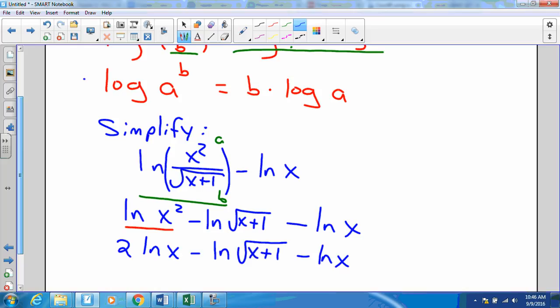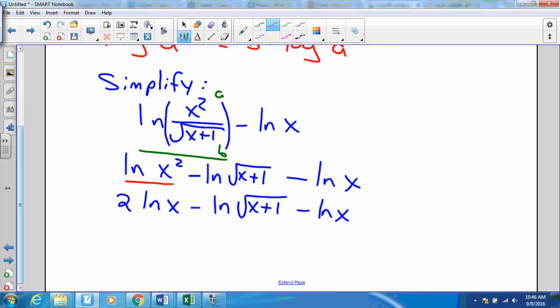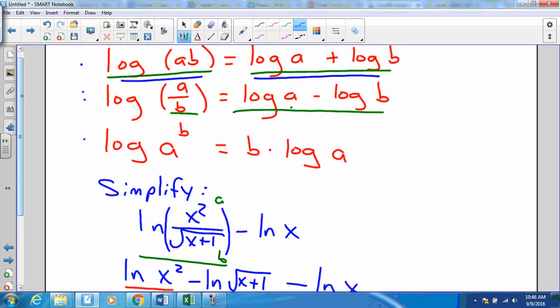And now we get some payoff. Does anybody see anything that can be simplified here? The 2 ln x and the ln x. Yes, exactly. So when I combine those, I get ln x minus ln square root of x plus 1. Exactly. Now, bonus question. Do you see anything here that is in one of my 3 forms?